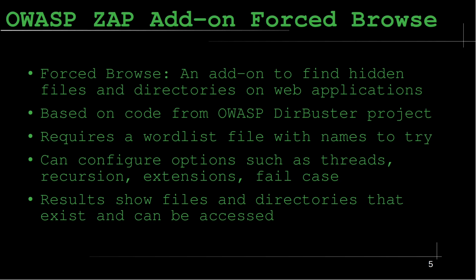Once you have configured your scan, click on Start Scan and wait for the results. You will see a list of files and directories that were found by Forced Browse. You can double-click on any item to open it in your browser or right-click on it to access more options.